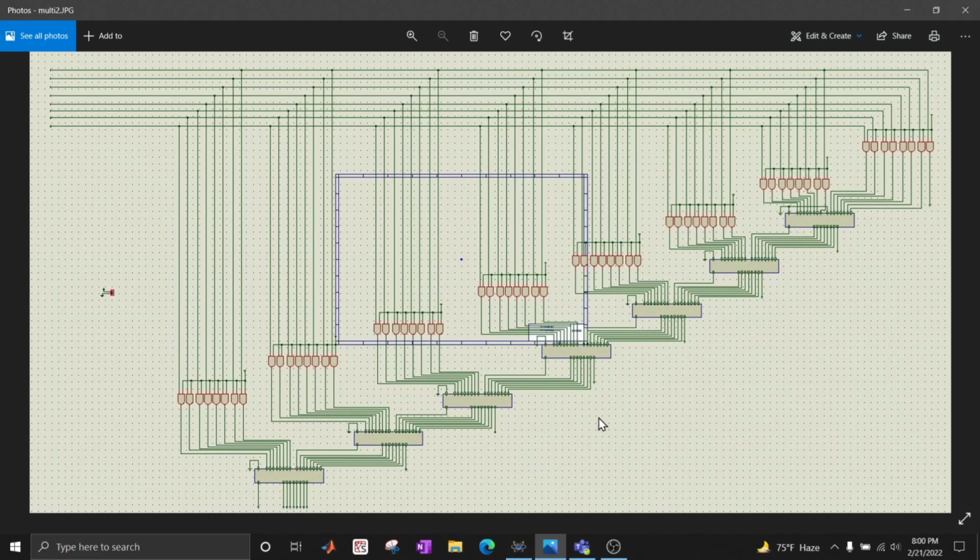For 8-bit multiplication, 7 adder stages were used. Also, AND gates were used to multiply bit by bit, which can be seen from the circuit. So the carry out of the last adder gives us the MSB of the output number. Thus we get our desired multiplication output.